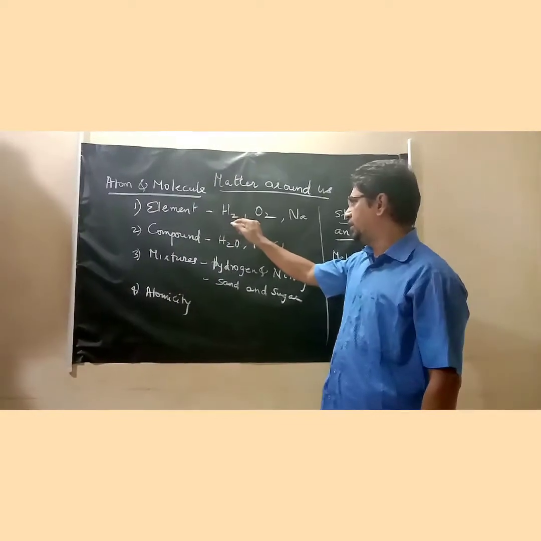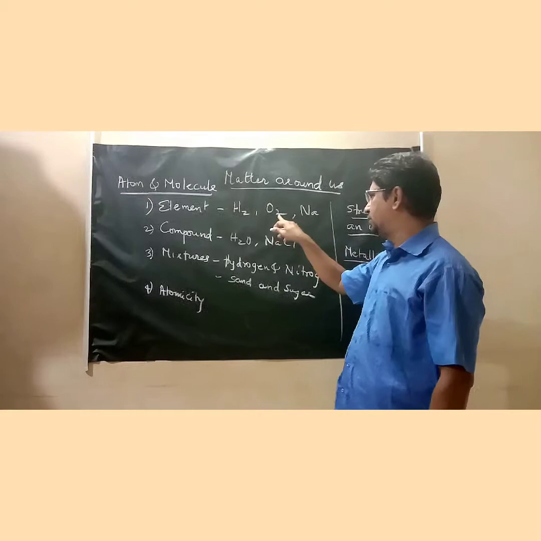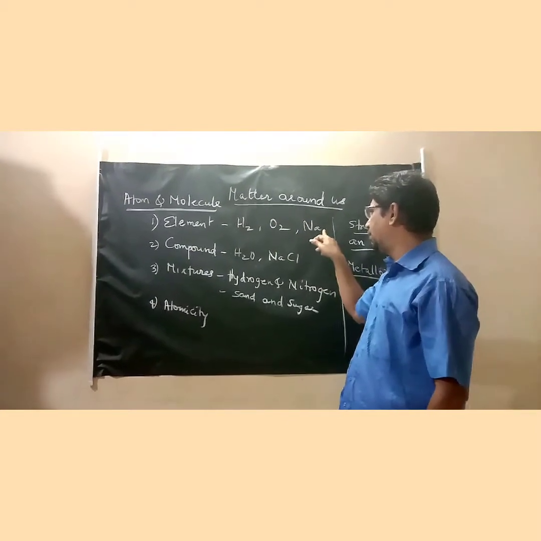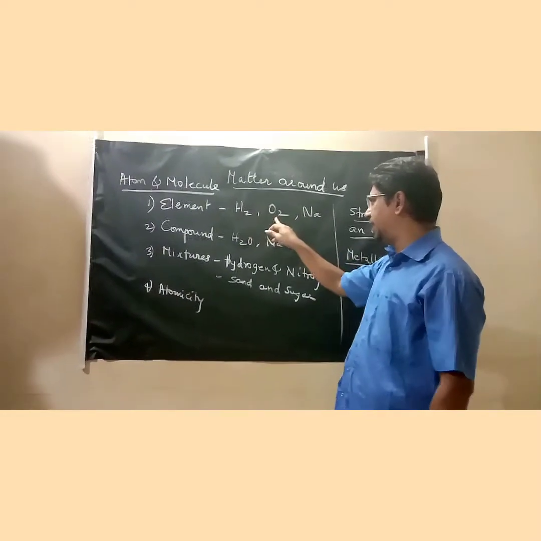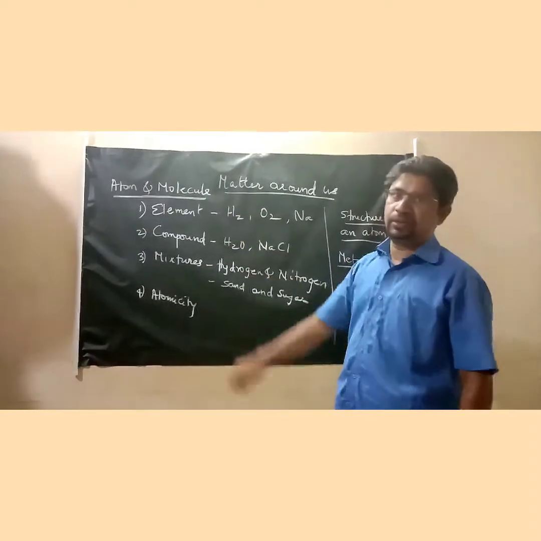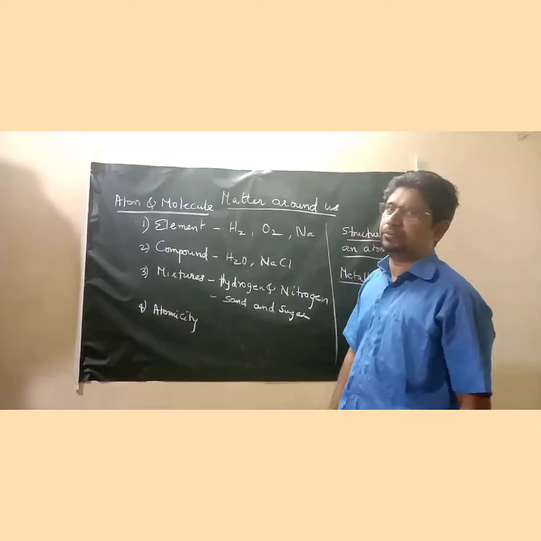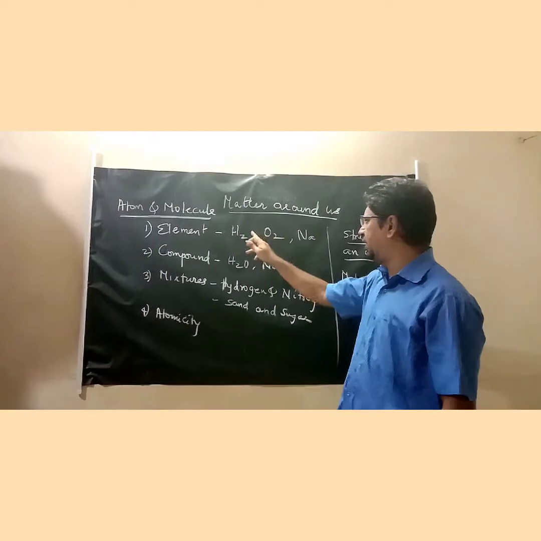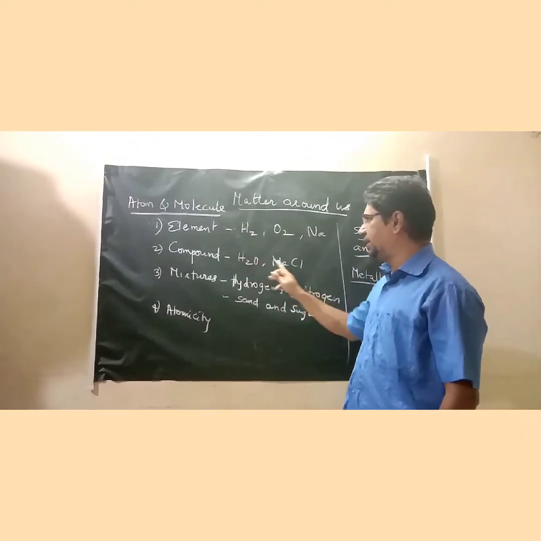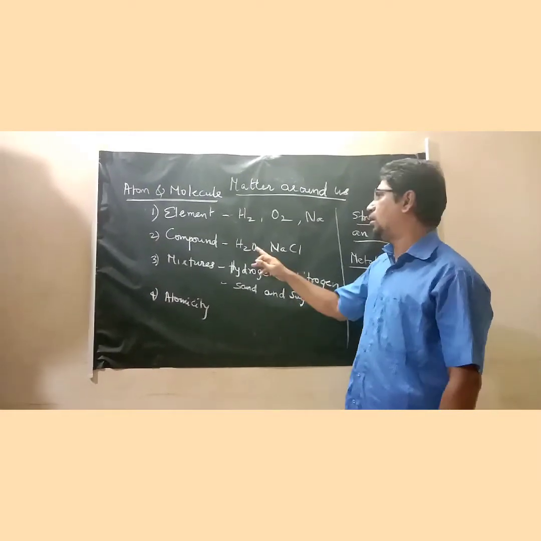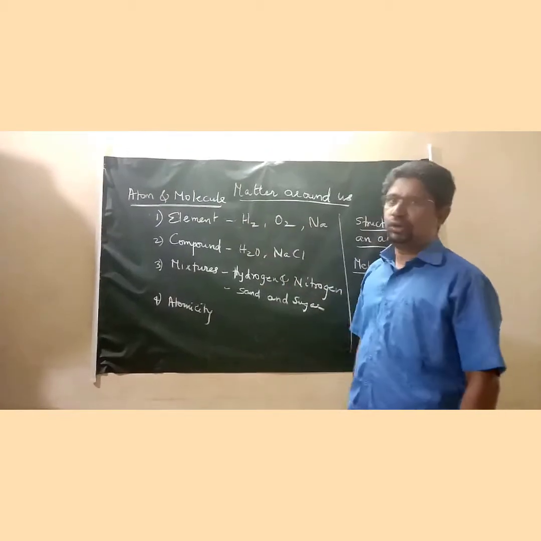Understood? So here this two refers to two atoms of hydrogen, two atoms of oxygen. Here, one atom of sodium. This refers to the number of atoms of this particular element. There can be one atom or more than one atom. But if it is of only one type, then it is called an element. If it is of two types, then it is called a compound or a molecule. Molecule we can also define as more than two elements.